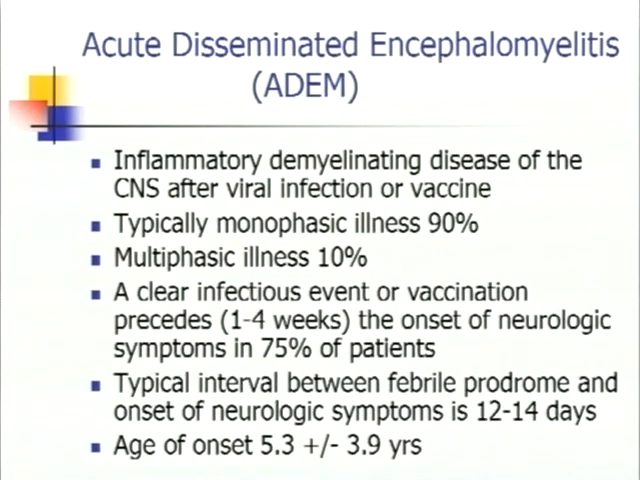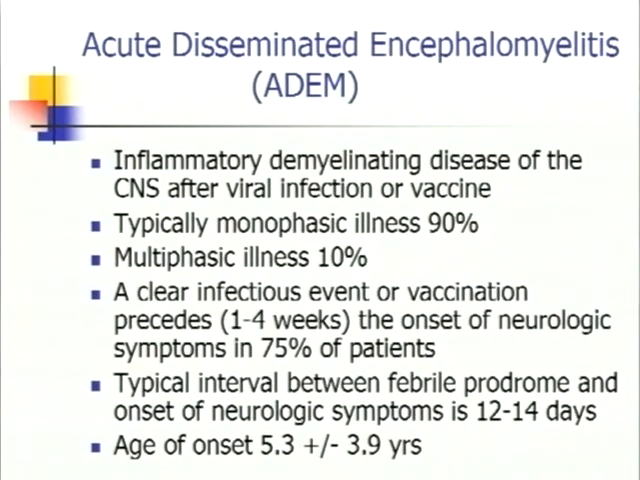Now let's contrast that with this disease called acute disseminated encephalomyelitis, or ADEM. This is an inflammatory demyelinating disease that occurs usually after a viral infection, sometimes after a vaccine. As Doug alluded to previously, it's typically monophasic in about 90% of the patients, but there is a clear set of patients, and in one study it was 10%, it can vary between 2 and 10%, where their kids will have multiple episodes.